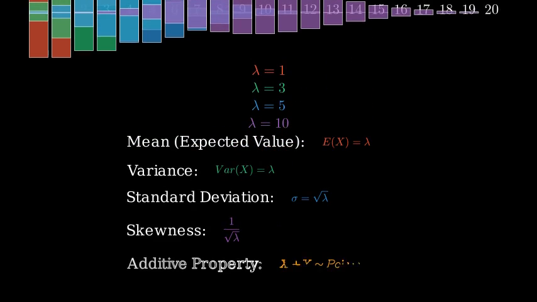Lastly, the Poisson distribution has an additive property. If x and y are independent Poisson random variables with parameters lambda 1 and lambda 2, then x plus y follows a Poisson distribution with parameter lambda 1 plus lambda 2.